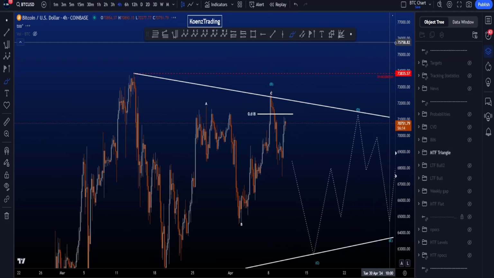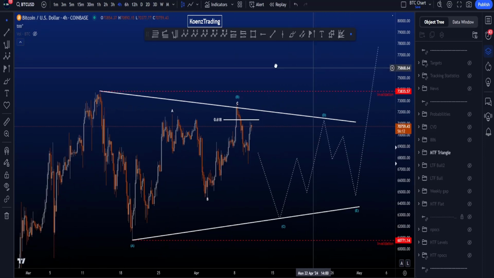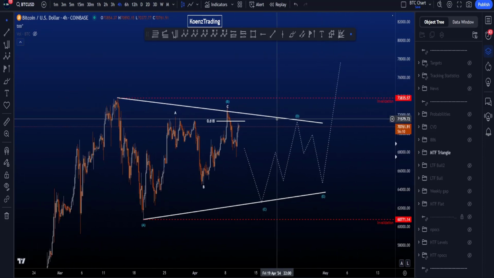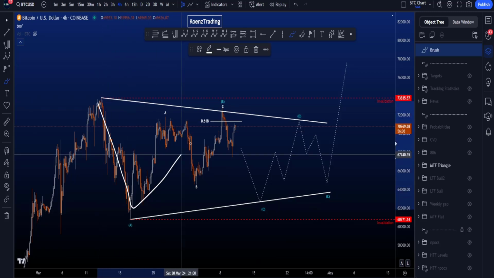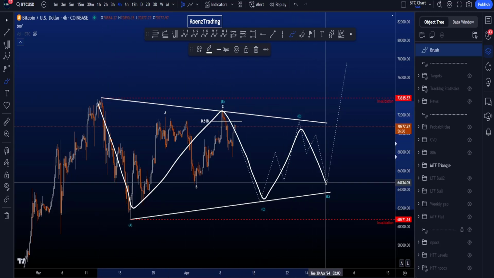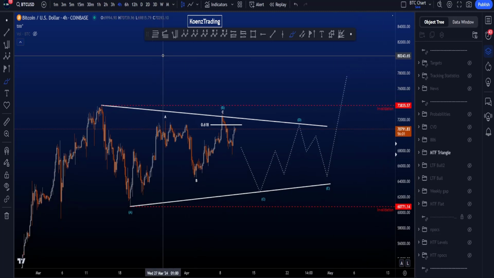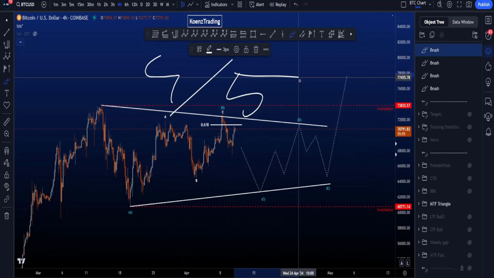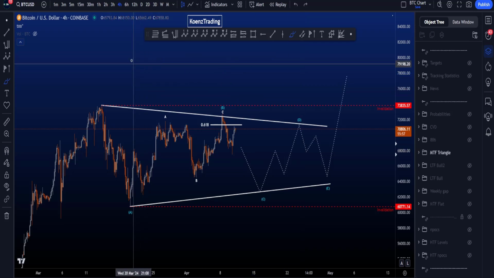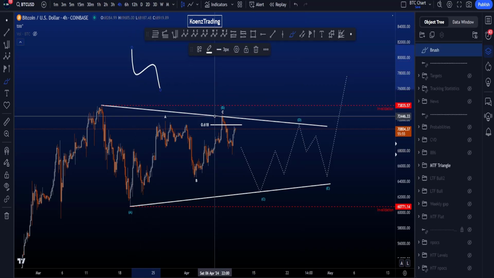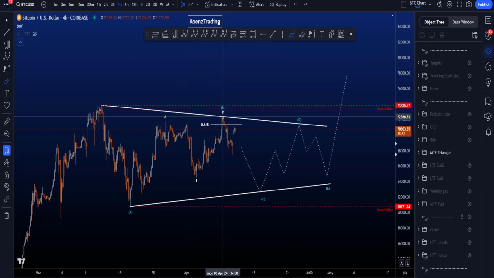If we then finally look at the triangle scenario, we simply continue the range. Here we have our wave A, B, C, D, E, and then we expect continuation to the upside. In a triangle, 4 out of the 5 waves have to be a simple zigzag structure, either a 535 zigzag down or a 535 zigzag up.